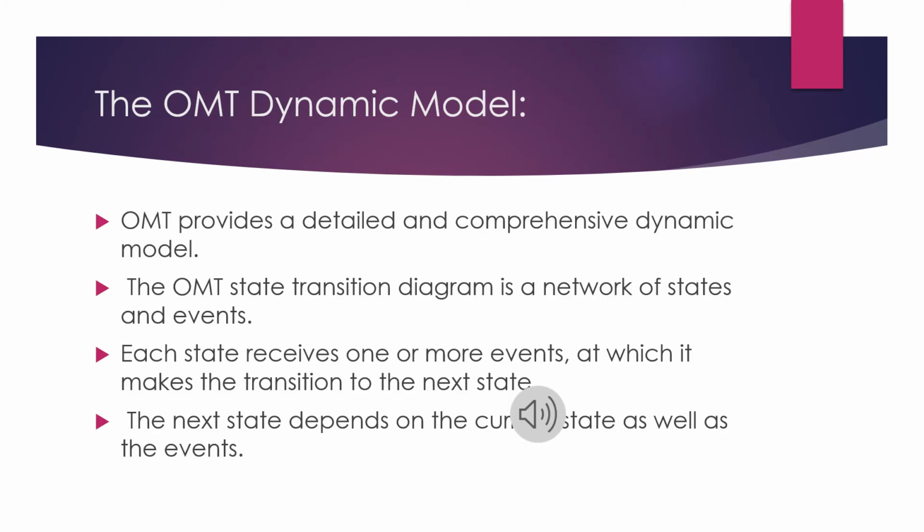Next is the OMT dynamic model, that is the object modeling technique dynamic model. OMT provides a detailed and comprehensive dynamic model. The OMT state transition diagram is a network of states and events. Each state receives one or more events at which it makes the transition to the next state. The next state depends on the current state as well as the event. This is the OMT dynamic model.